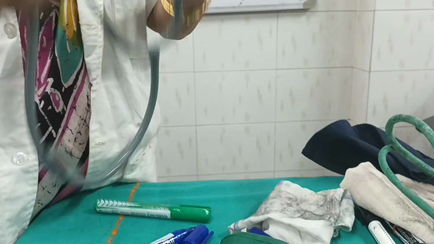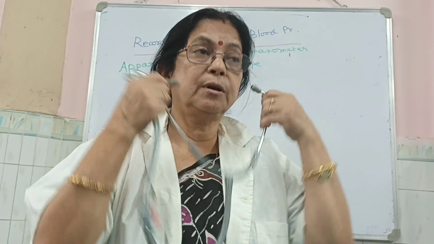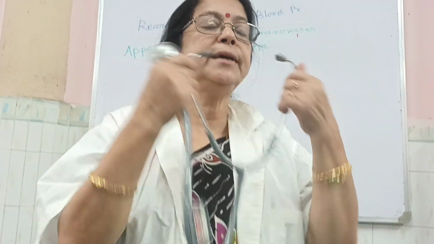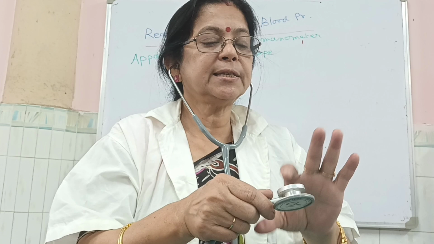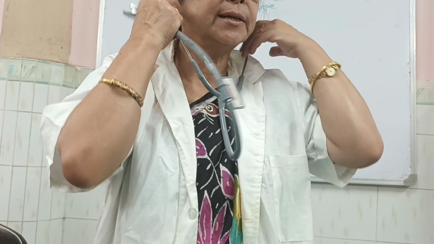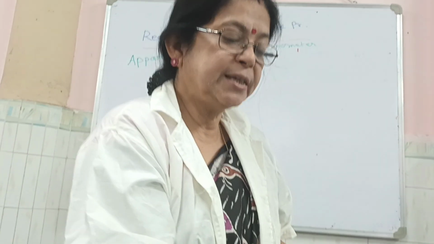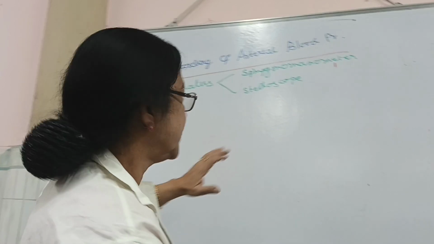Suppose you are trying to auscultate the heart sounds or the blood pressure. After putting it into the ear, you first see whether there is sound or not. If the sound is not there, you do it like this, that means this side is open. So you first do it like this and see whether it is coming or not. This is the principle of sphygmomanometry, and only two apparatus are required.